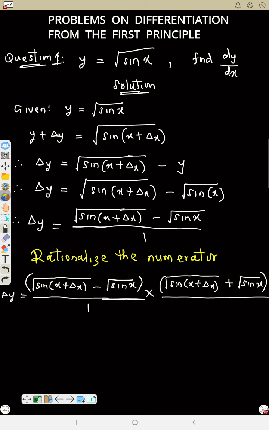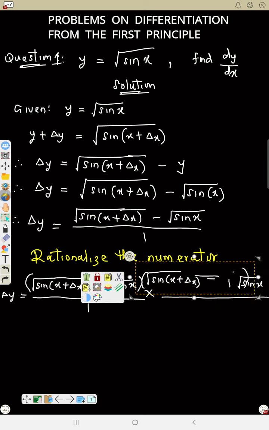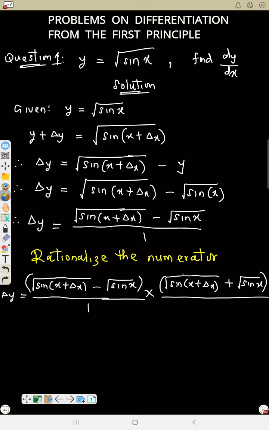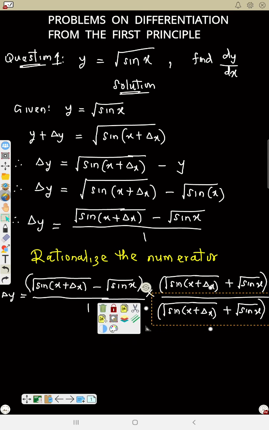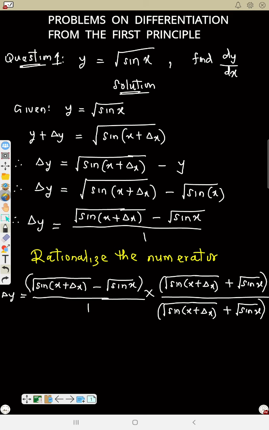So you now repeat the same thing under: divided by square root of sine of x plus delta x plus square root of sine x. So this is rationalized. You know, this can cancel out, and it will still go back to the real question. So that means here we have rationalized the numerator.